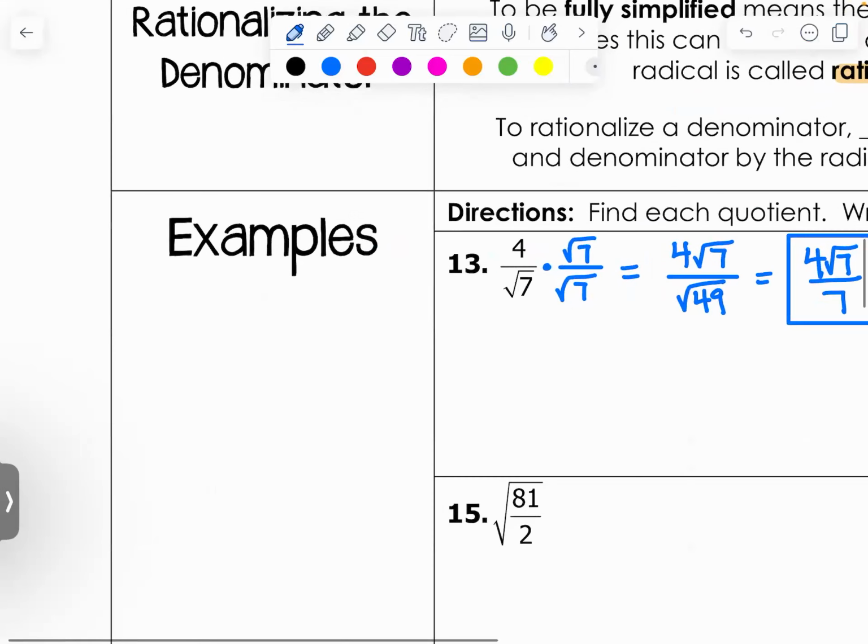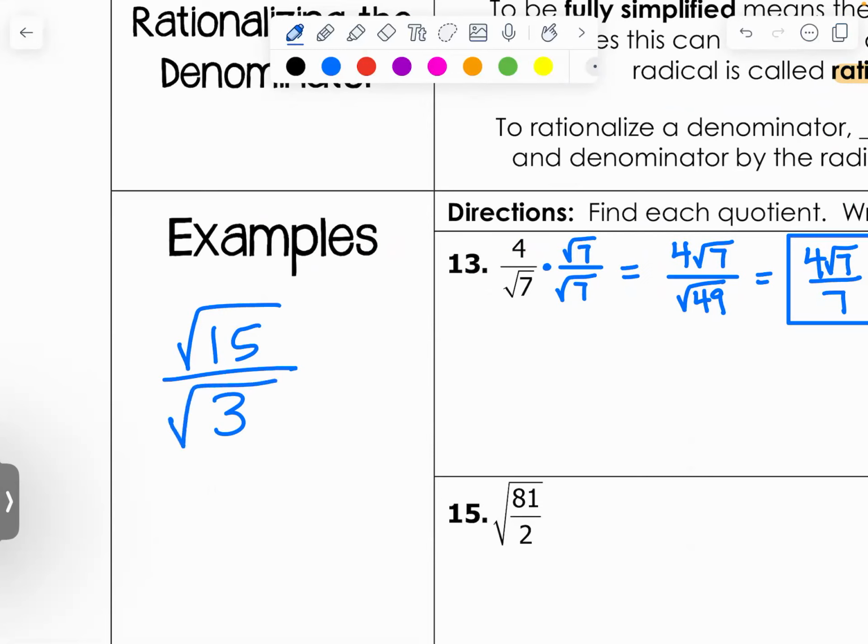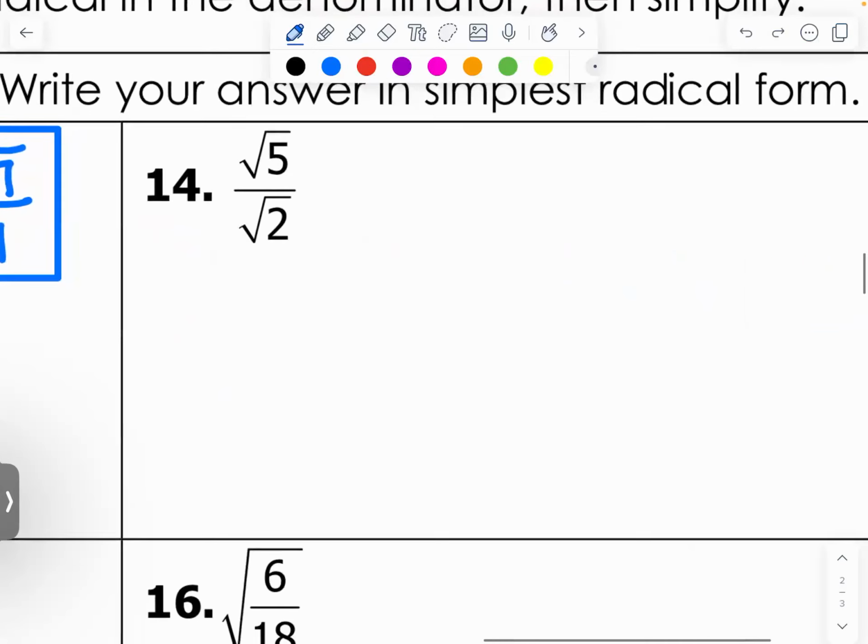Like, are you saying like the square root of 15/3, like that? No. Because the 3 is not under a radical. If it was like this, then you could. Okay. All right, so let's look at number 14.